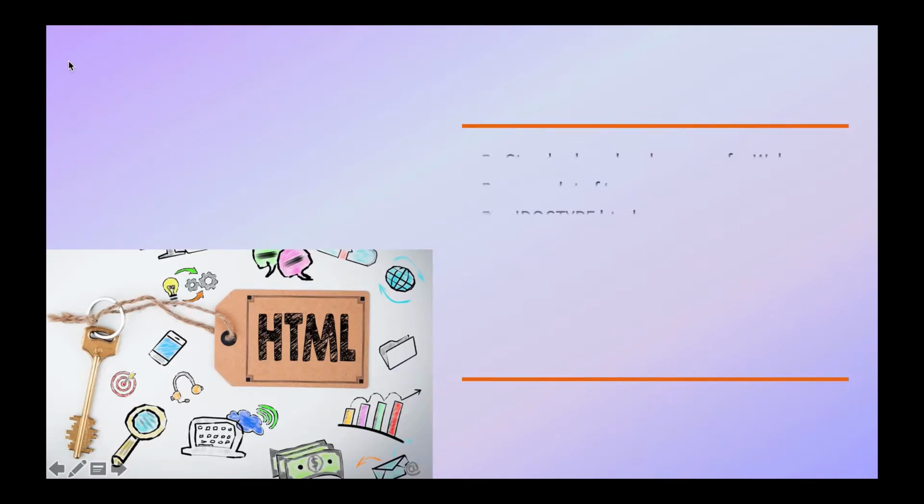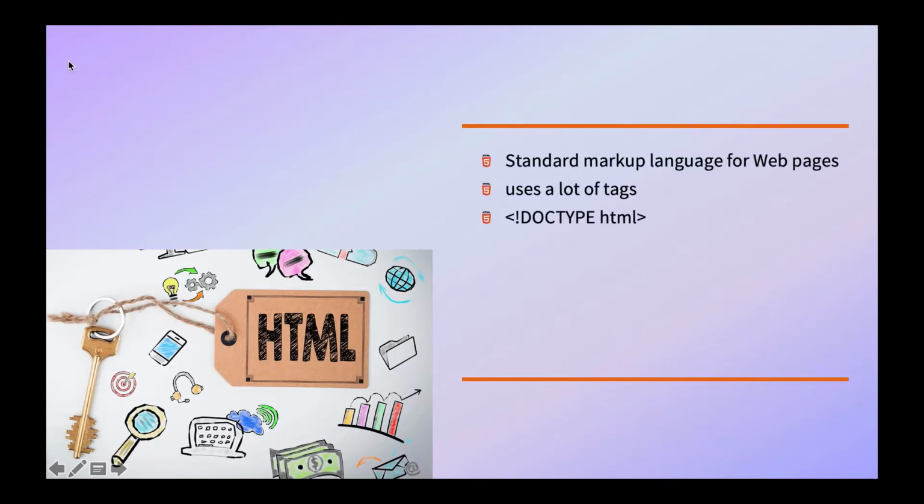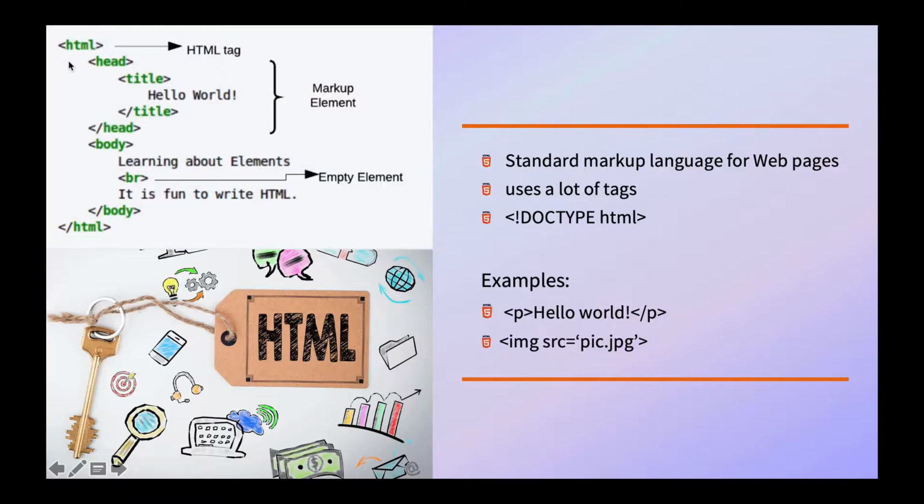Firstly, we have HTML, the standard markup language for web pages. It uses a lot of tags, and they typically start with exclamation mark, doctype HTML, closing tag. Here are some examples of HTML. Here are more examples. In essence, HTML represents the elements you see on the web page. Examples of such elements include words, text, videos, and photos.